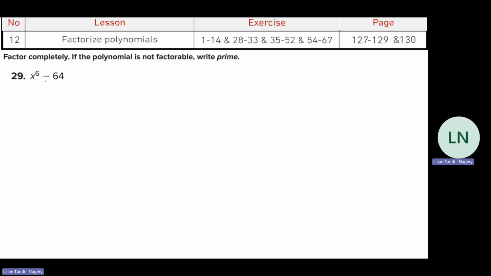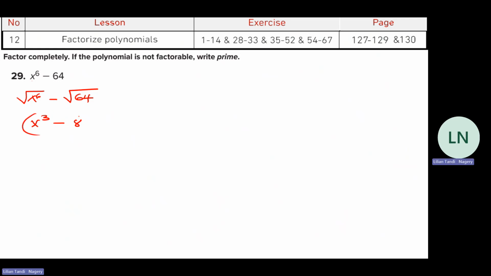These are also perfect squares. So I do the square root of x to the 6th minus the square root of 64. That gives you x to the third power minus 8.